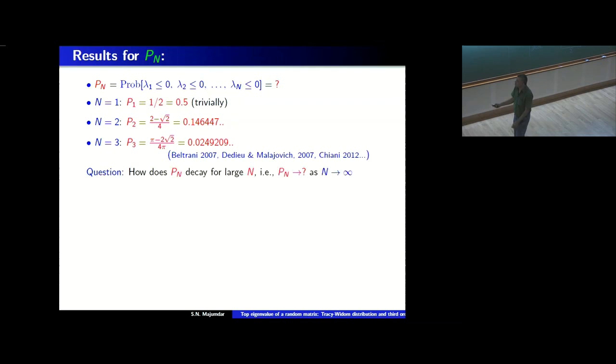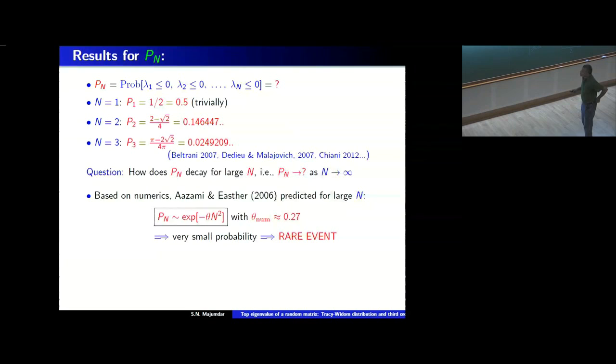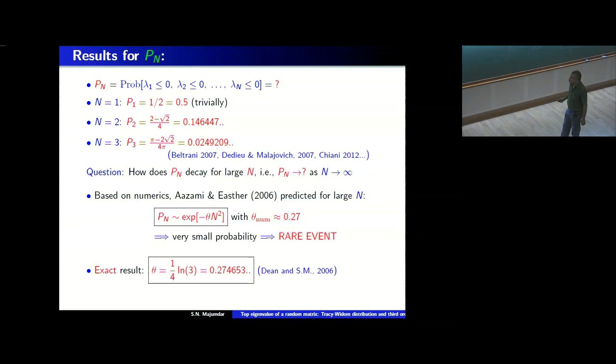A few years back, in 2006, Aazami and Easther estimated this numerically, and they found that P_N decays exponentially, not as exponential of minus n, but as exponential of minus theta n squared, with a number theta which they estimated to be 0.27. So it's a very, very small probability. For the diagonal matrix it was exponential in n, but now it's much smaller, and this is because the eigenvalues are very strongly correlated. So we want to understand this n squared decay, as well as to know whether we can compute this exponent theta exactly. And this is what we did with David Dean 10 years back, where we could compute this number exactly. It is exactly one quarter times log 3.